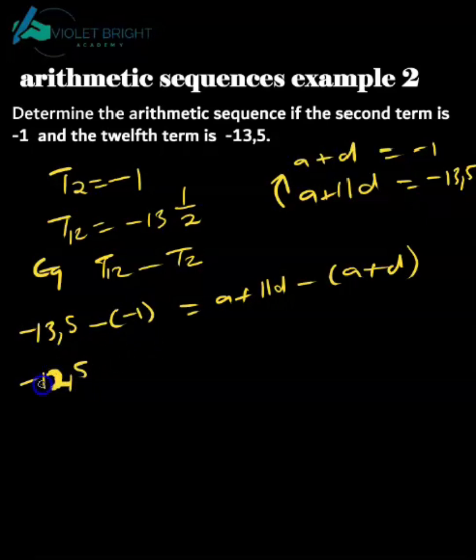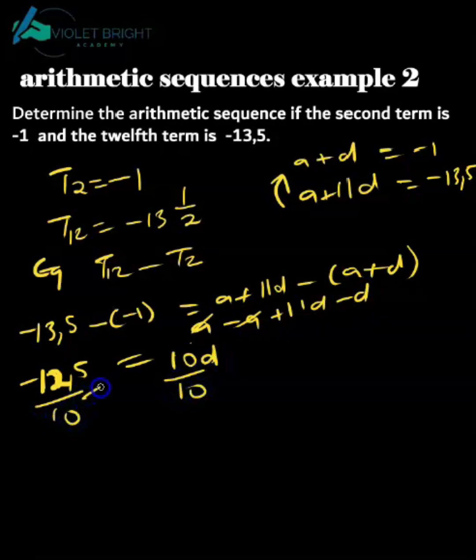When we add 1, we take the sign of the bigger number and subtract. Here you can see that a and a will cancel out whenever we remove the brackets. We're gonna be left with plus 11d minus d, so it's gonna give us 10d. So we just divide, and then for d we are gonna get negative 5 over 4.